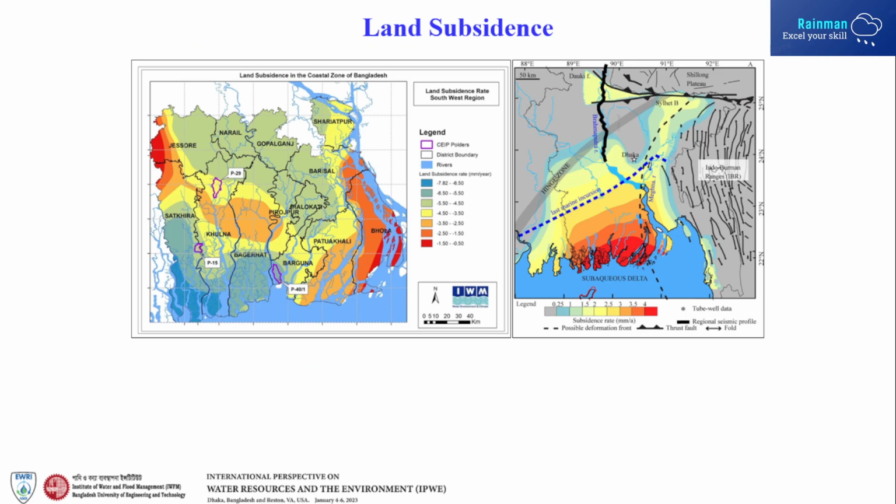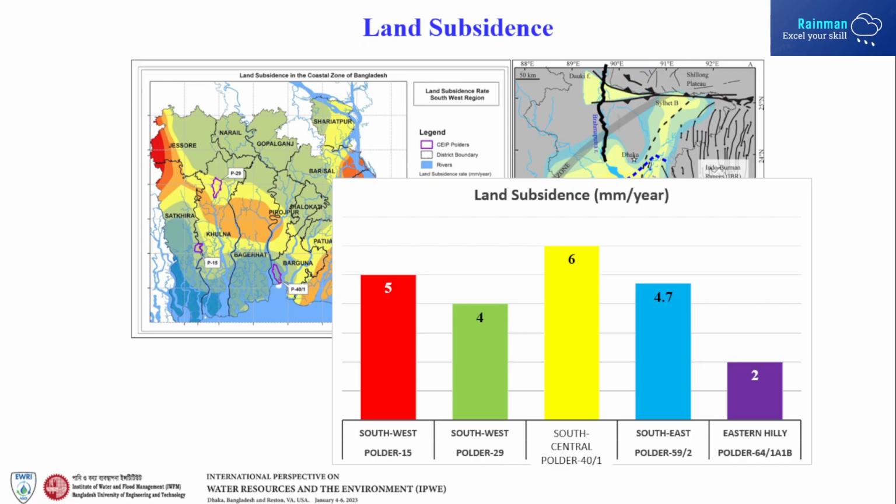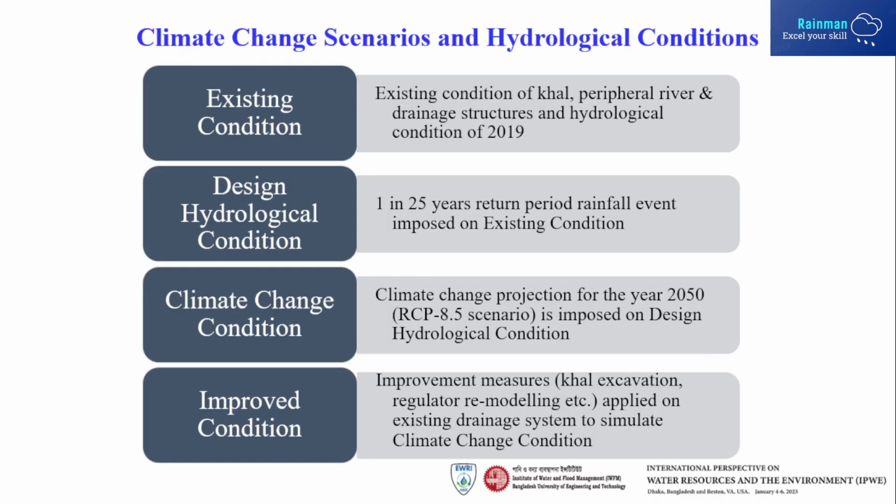And for land subsidence, we have taken this value for each polder for accurate results. These land subsidence values have been taken from a report on long-term monitoring research and analysis of the Bangladesh coastal zone of the IWM project. This is another separate study, but we used only the values from here.